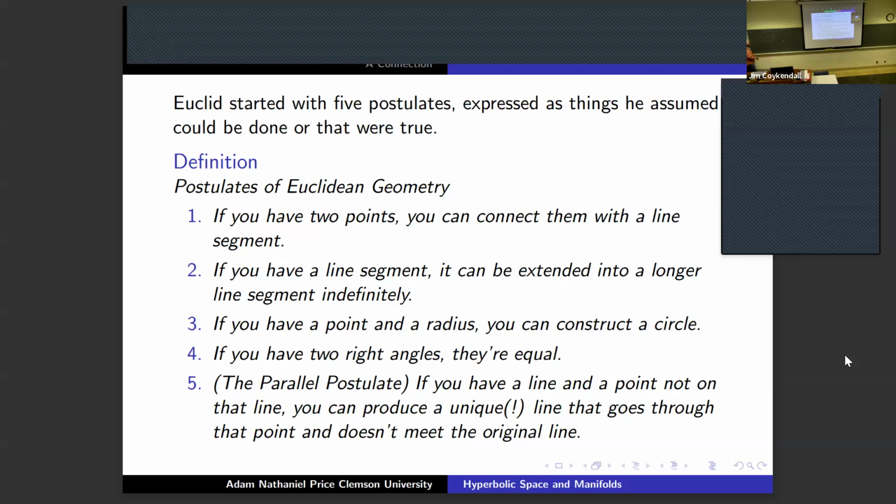Fourth, if you have a right angle and another right angle, they're the same size. And this controls how behavior around a point works. You can fit 4 right angle corners around a single point. It's the same sort of thing with triangles. If you have 60 degrees or pi over 3 radians, I suppose, you can fit 6.